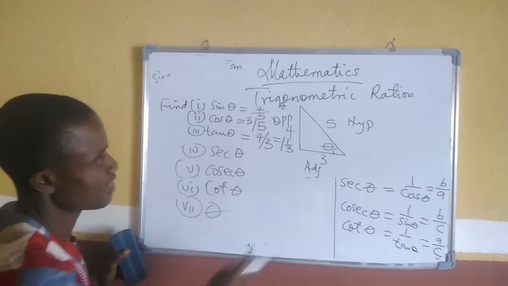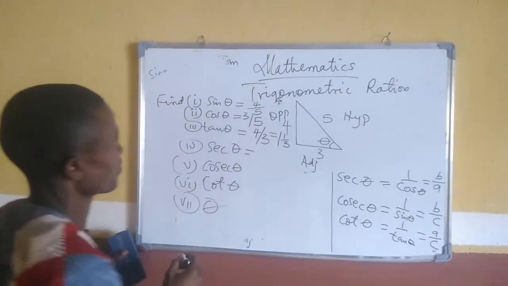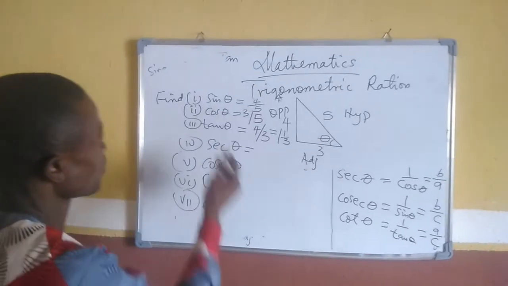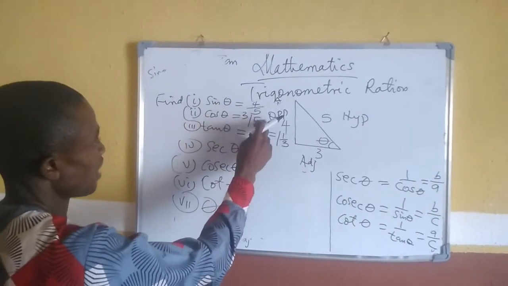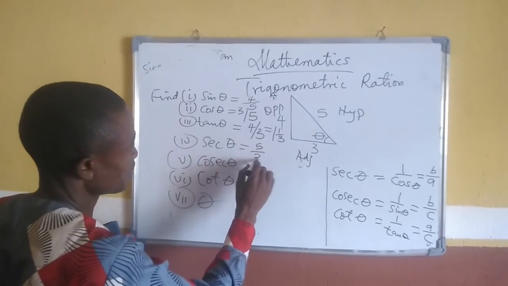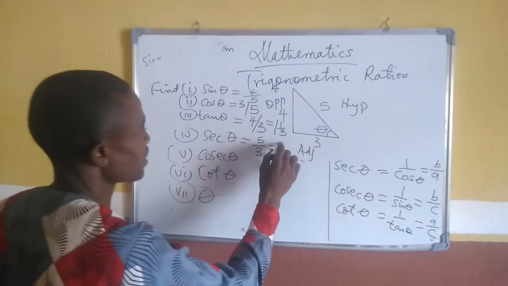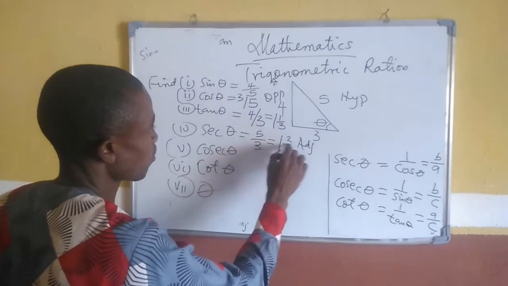What is our sec? Sec theta. Sec is what? Inverse of cos. You don't need to stress yourself. Just take the inverse of what? Cos. And what's our cos? 3 over 5. That means sec theta is going to give us what? 5 over 3. And then you can use that to make a mixed fraction, which will give us 1 and 2 over 3.